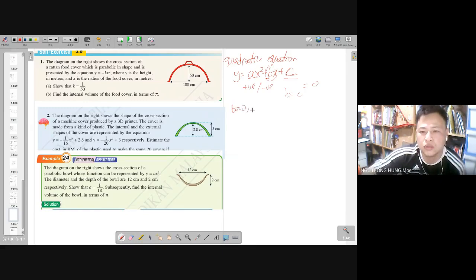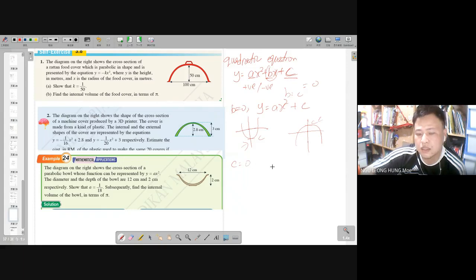If b equal to 0, so y equal to ax squared plus c. Okay, how is the shape for the x squared plus c? Will be like this, or like this. So this is c, this is c. If c is negative, so it's like this. If c is positive, so it's like this.